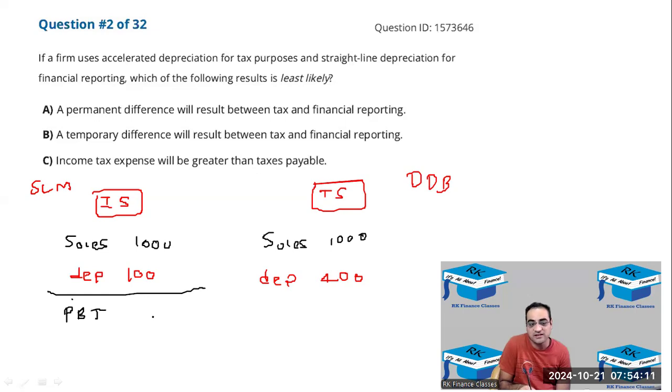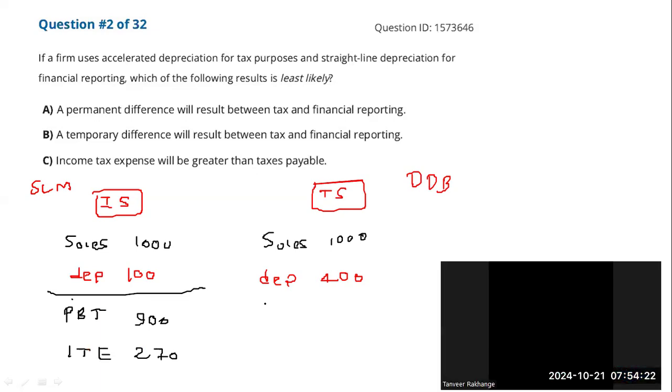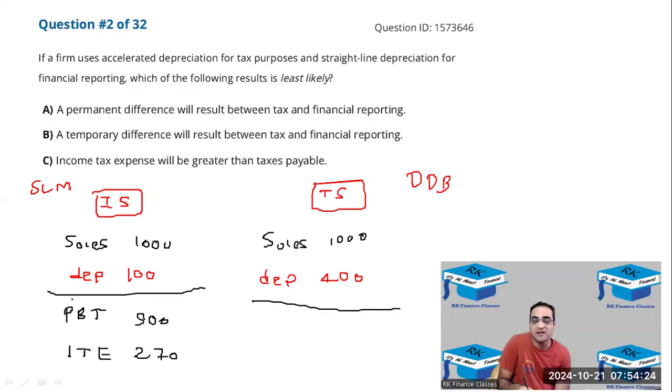Profit before tax 900. Assume tax is 30%, so that becomes 270. What is the name of that? Income tax expense. And in the tax statement, instead of profit before tax, we call it taxable income, and instead of income tax expense, we call it tax payable. So in the income statement, it's PBT, profit before tax, and income tax expense. And in the tax statement, it is taxable income and tax payable.